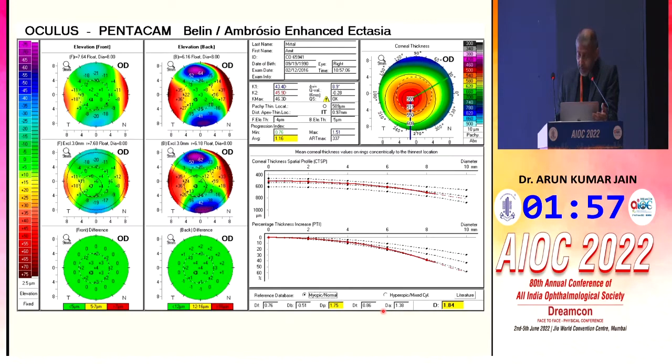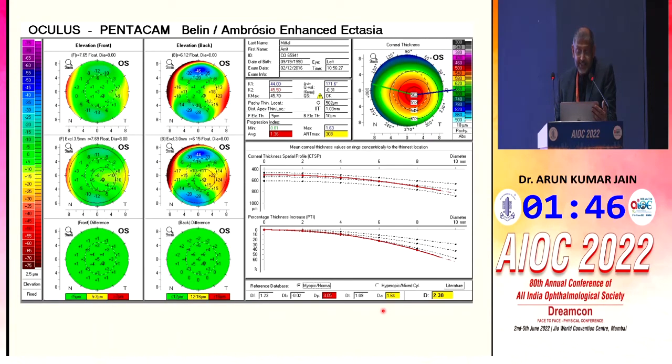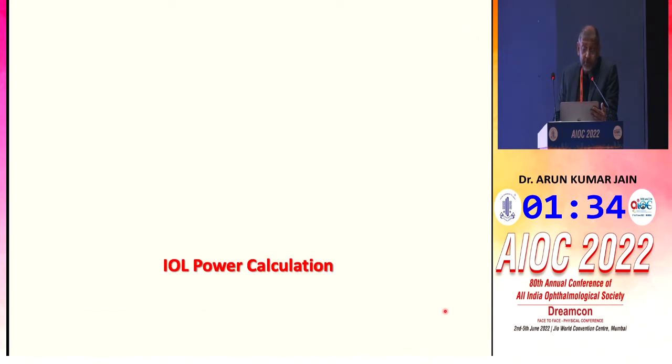So you should wait and watch and take a family history. If the patient has a family history of keratoconus, you should avoid doing surgery in these cases. This is the other eye of the same patient. Here you can see the pachymetric progression is in red, and D value is 2.18. So you should avoid doing refractive surgery in these cases.